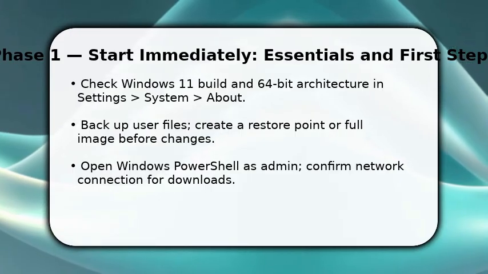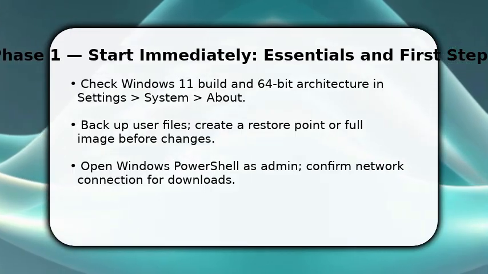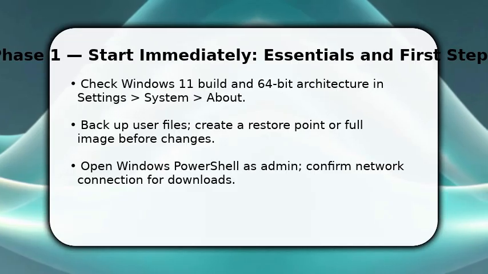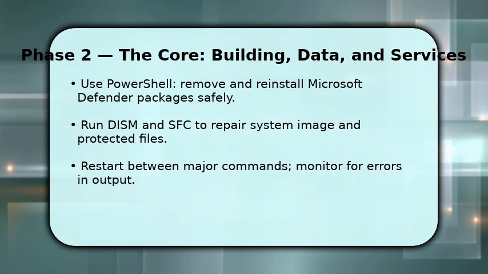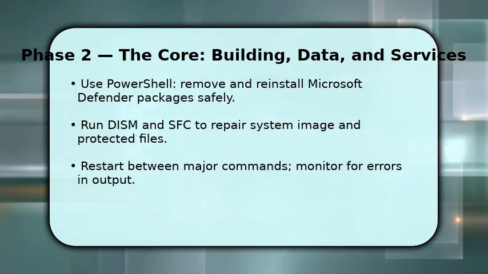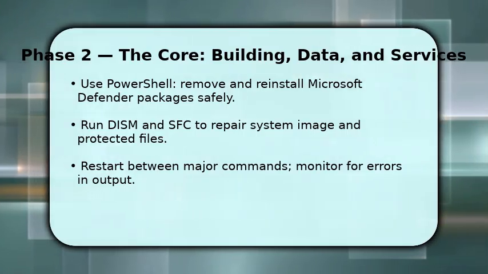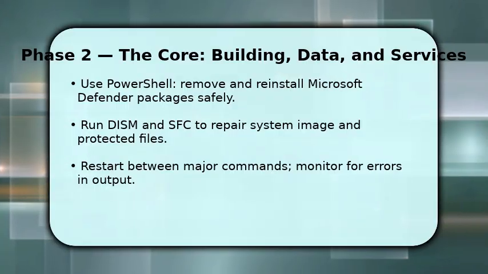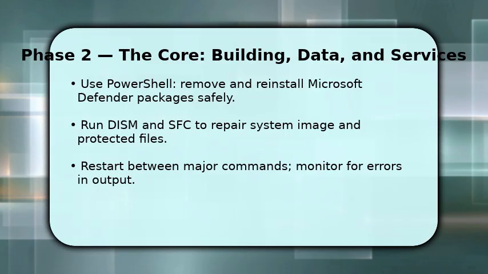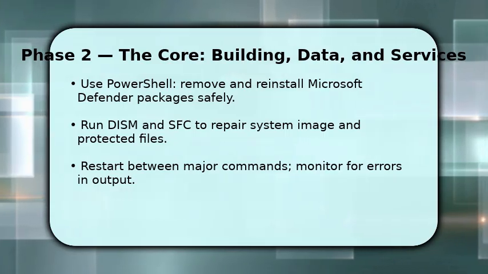You'll remove corrupt components, then restore them cleanly. First, use PowerShell commands to remove specific Microsoft Defender app packages and cached bits. This clears damaged manifests. Next, run dism /online /cleanup-image /restorehealth to repair the system image, then sfc /scannow to restore protected files.